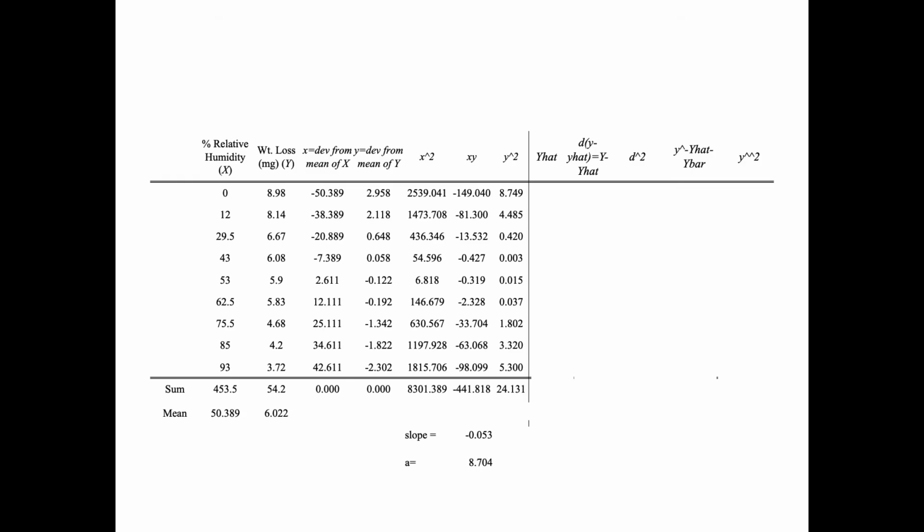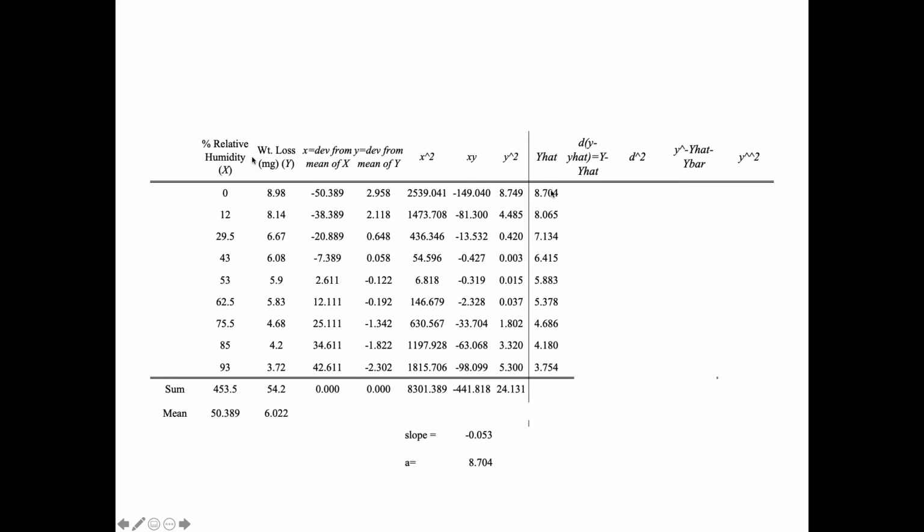So now we have to actually test whether or not this regression is significant. Is the slope of this line significantly different from 0? And that's what the other half of this spreadsheet is about. We can calculate the predicted values by basically plugging in the equation. If we have 0 relative humidity, what's the expected value of mass loss? We do that by plugging 0 into the equation that we developed earlier that has a y-intercept of 8.704 and a slope of negative 0.053.